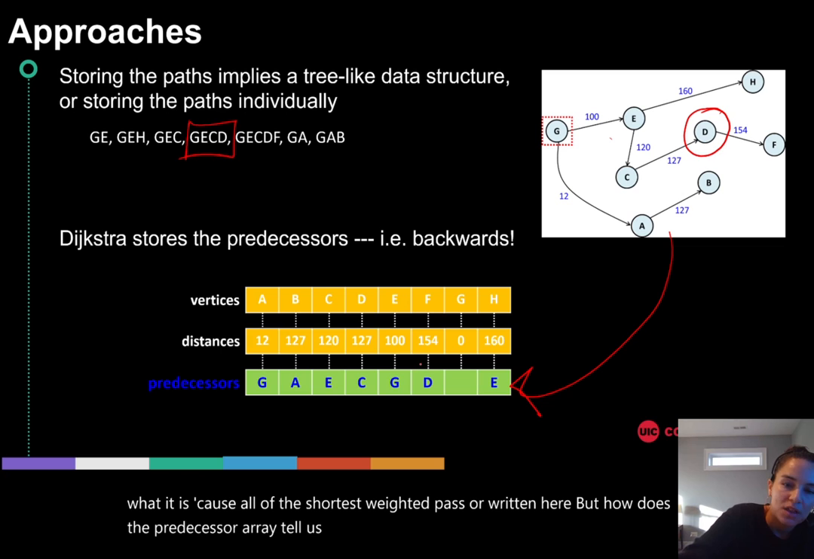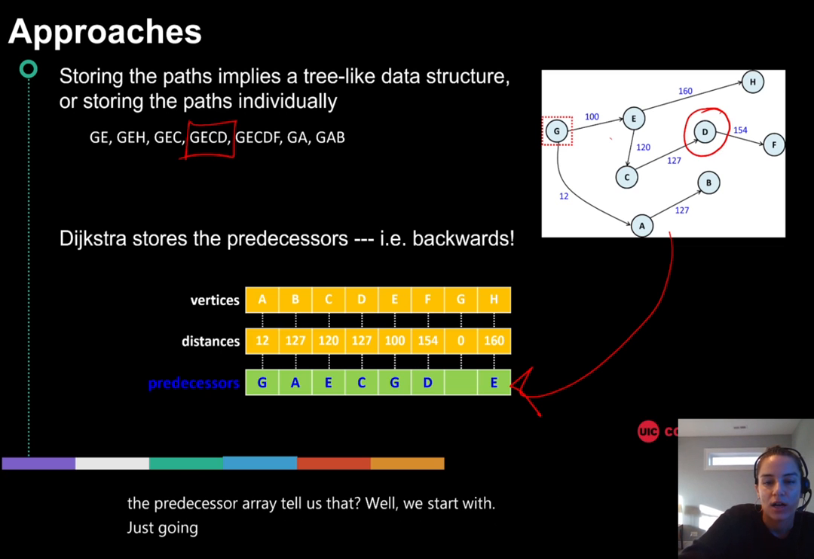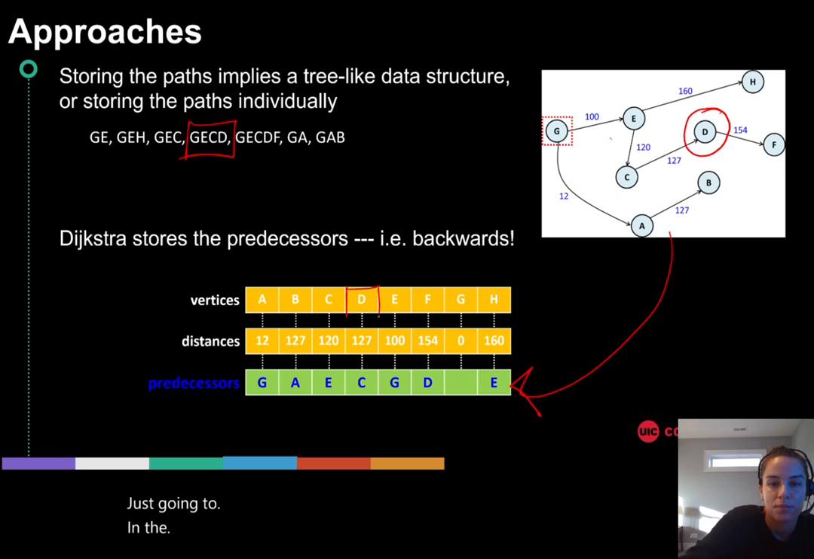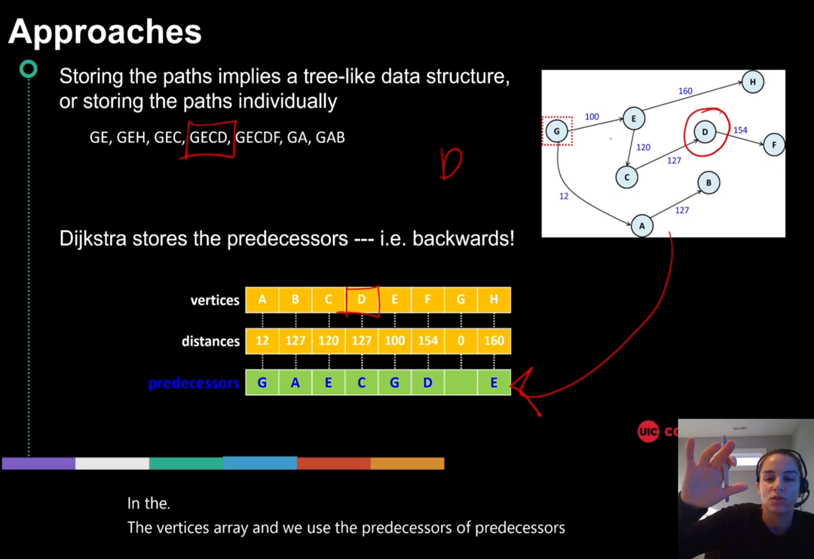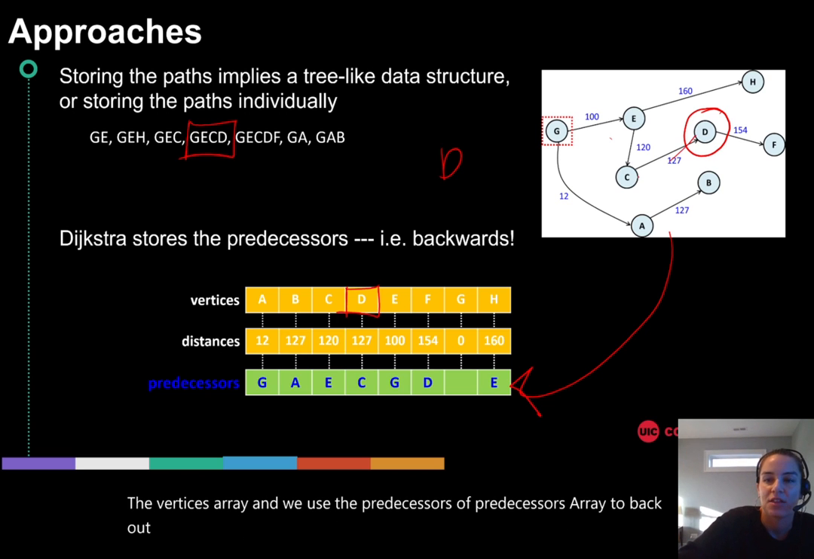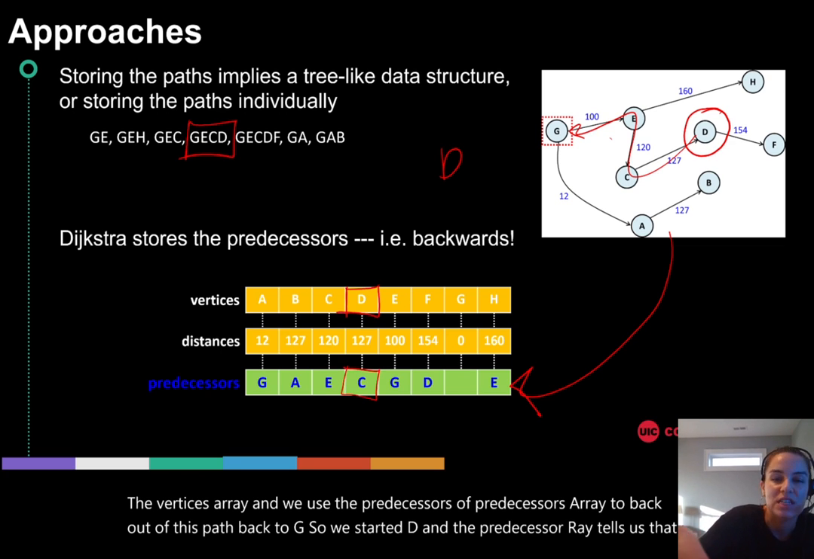Well, we start with D in the vertices array, and we use the predecessors array to back out of this path back to G. So we start at D, and the predecessor array tells us that a predecessor of D is C.